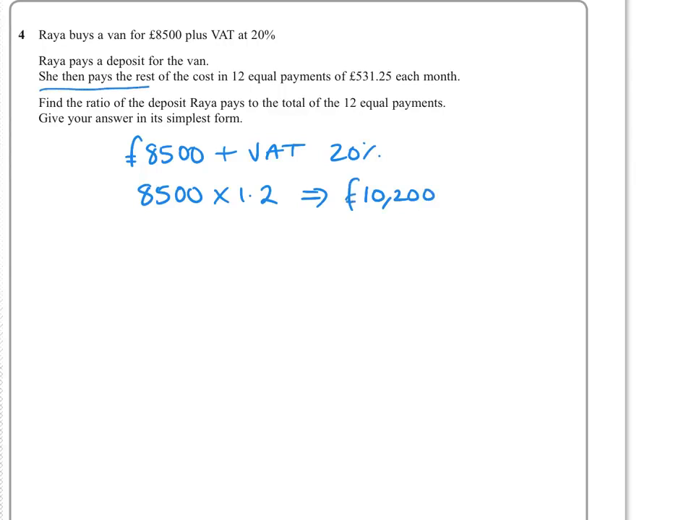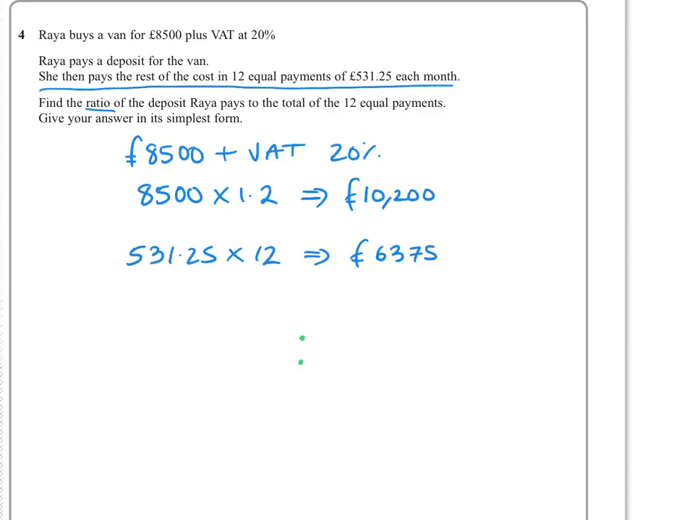Then she pays the rest of the cost in 12 equal payments, so we've got £531.25 times 12, so 531.25 times 12 is £6,375, and what you have to do is find the ratio of the deposit Rhea pays to the total of the 12 equal payments. So let's have a look at that.